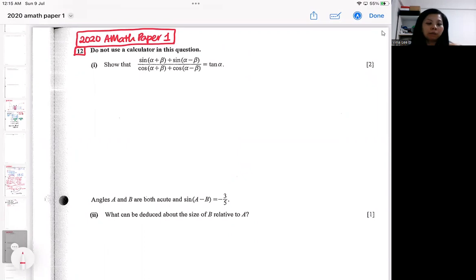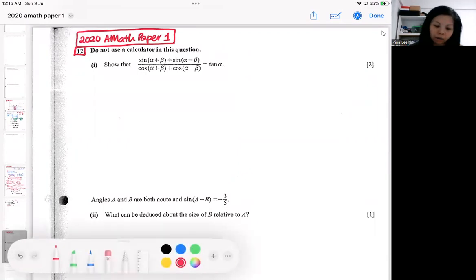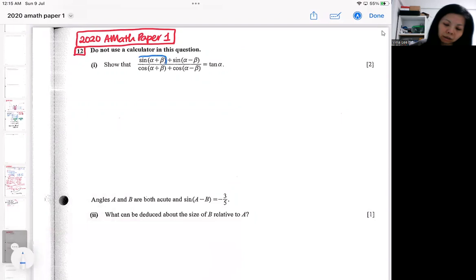But as you are moving from part to part, do bear in mind that sometimes in an O-level question, one part can help you in another part. Okay, so let's start with part one first. Part one, the showing is actually quite easy. If you recognize this, you will need to use your addition formula.